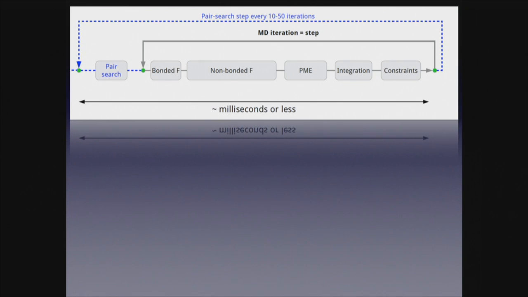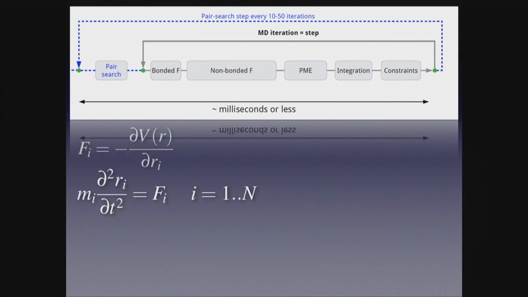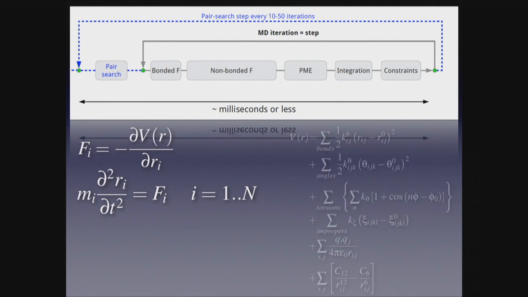And say every 10 to 50 steps, I need to update the list of what atoms are in proximity of myself. And then integrate these equations of motion, and that's pretty much it.